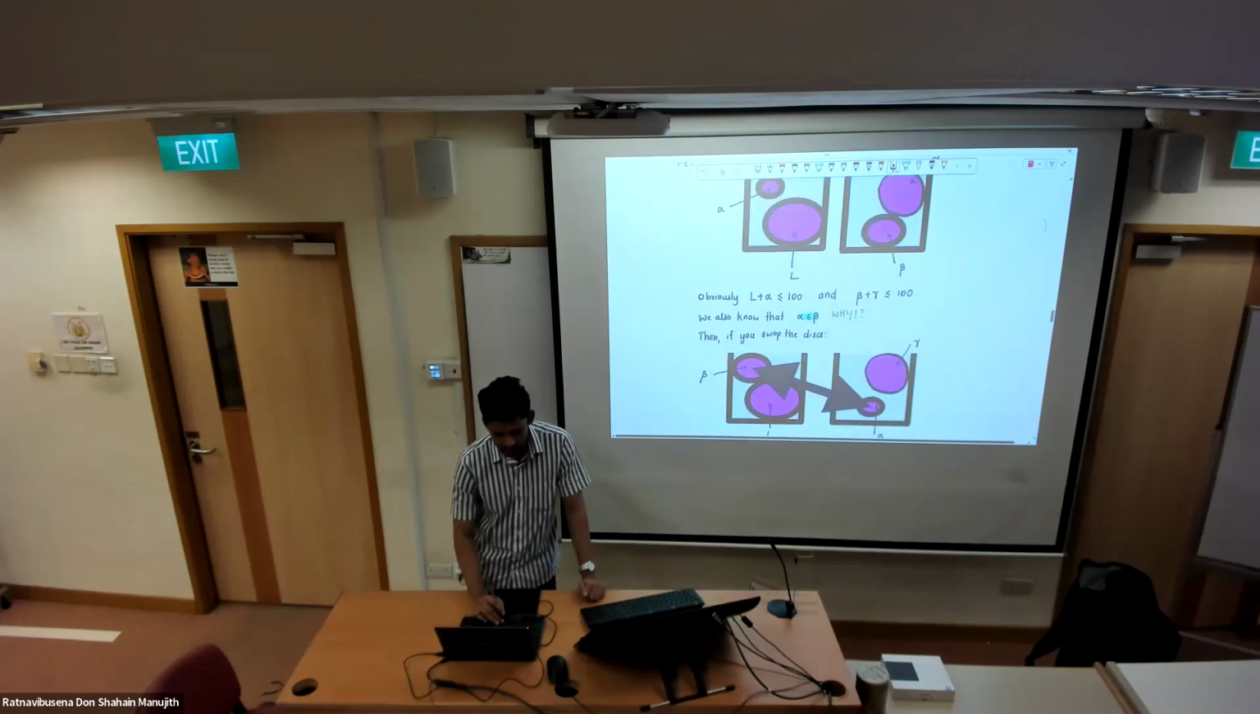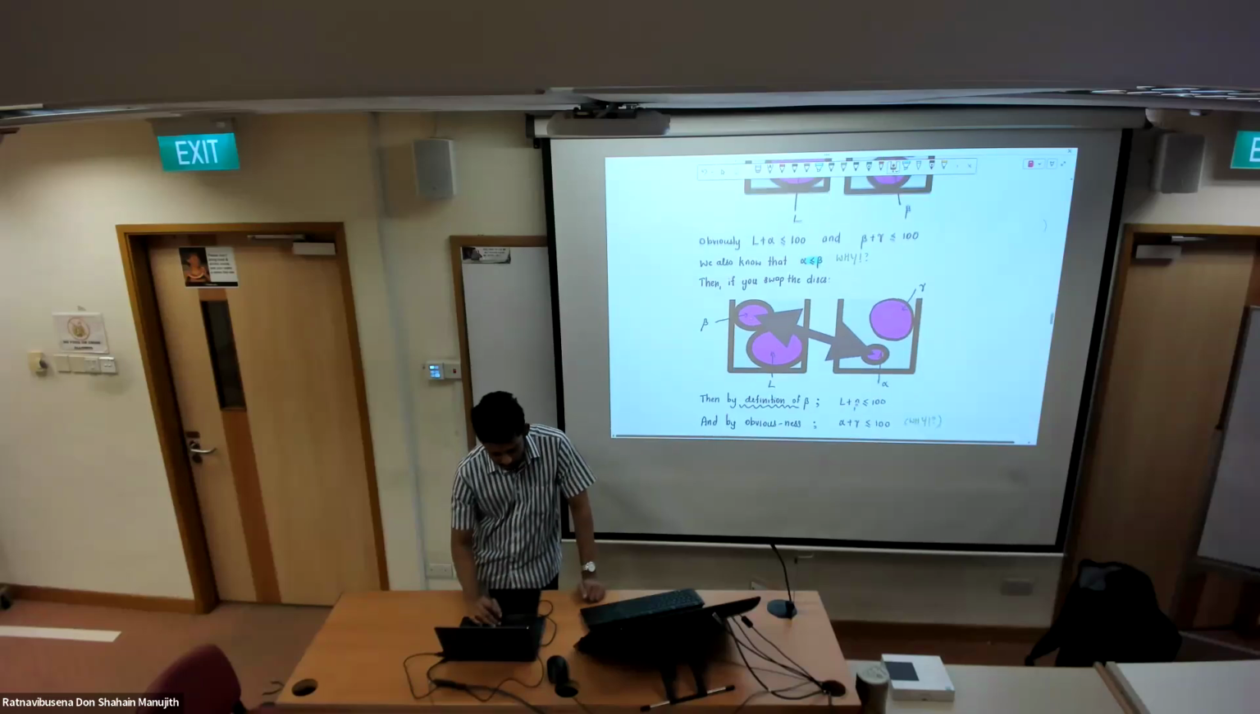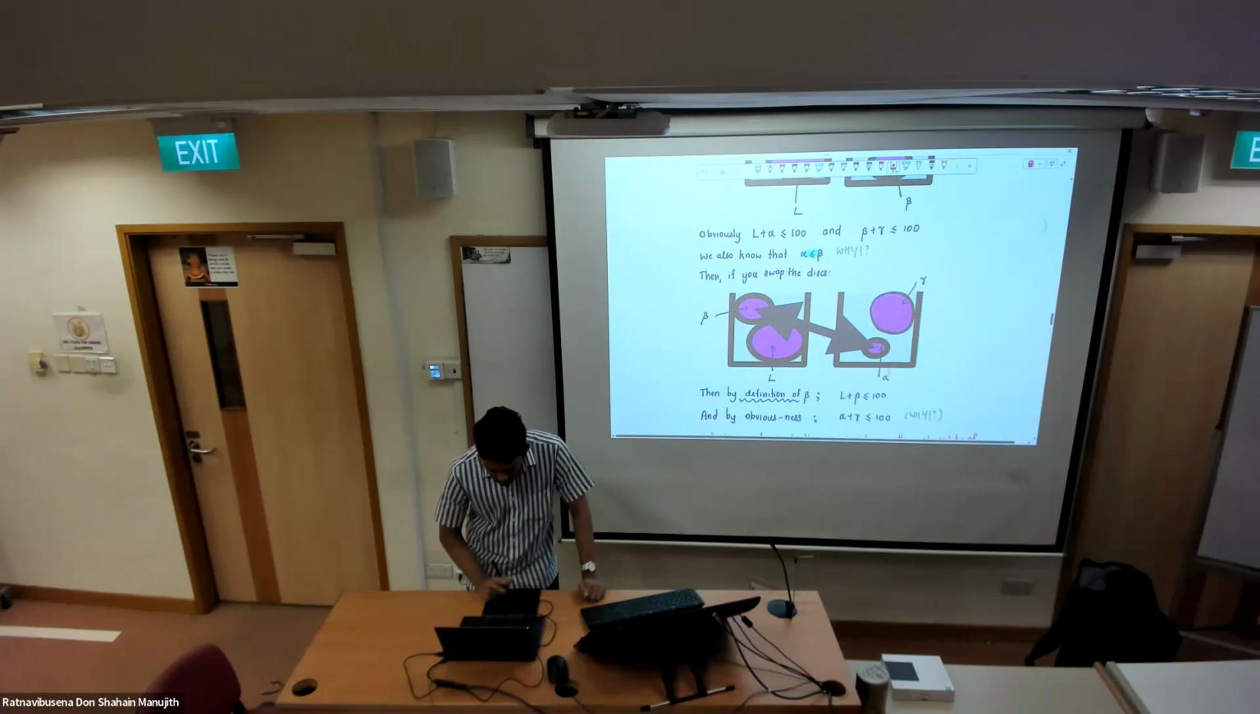Okay, so now if you swap the disk, then what happens? So then beta comes with L, and alpha comes with gamma. So alpha will be with gamma, and then L with beta. Okay, so by definition of beta, L plus beta must be at most 100, because this is the largest one that fits with L. Then L plus beta must be at most 100. Okay, so next one, and alpha plus gamma must also be at most 100.